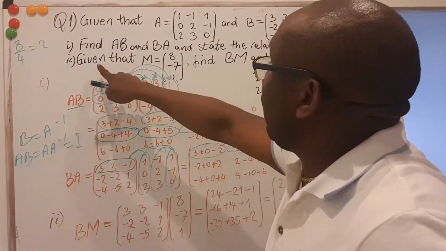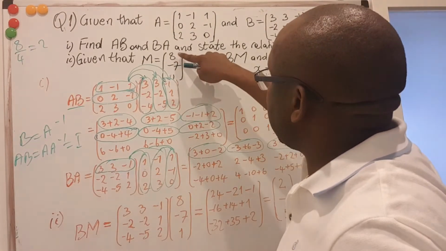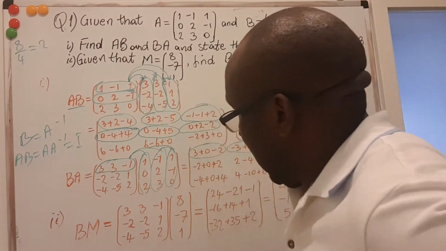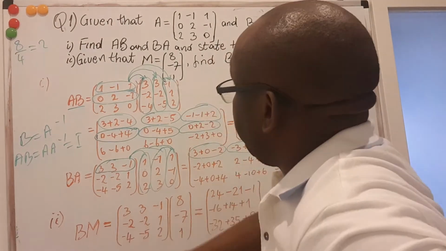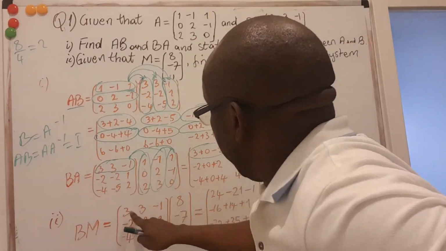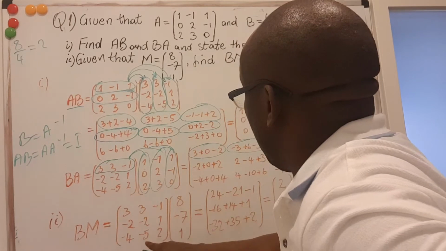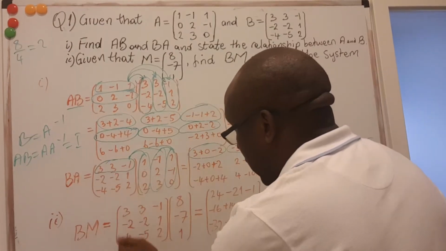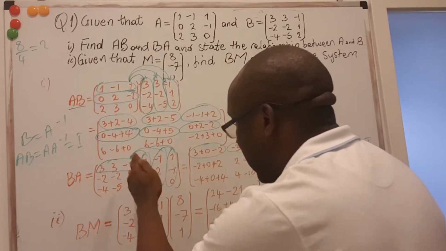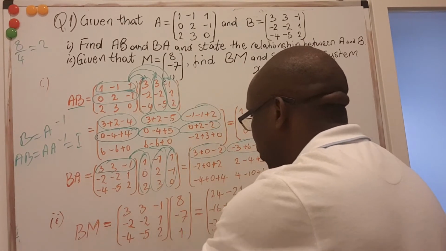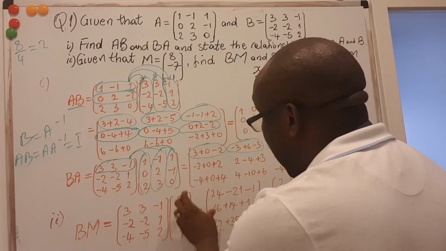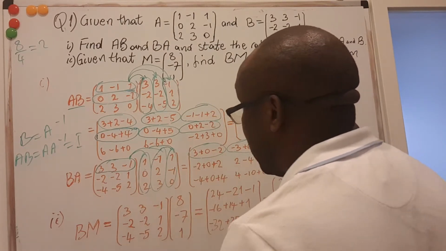The second part of the equation says, given that M is given as 8, minus 7 and 1, find the product BM. This is my B here, 3, 3, minus 1, minus 2, minus 2, 1, and that is M. So we are just left to do a multiplication. The number of columns must match the number of rows. There are 3 columns here and 3 rows here, so it's going to work. And the dimension of your answer is always the dimension of the second matrix when you do multiplication.